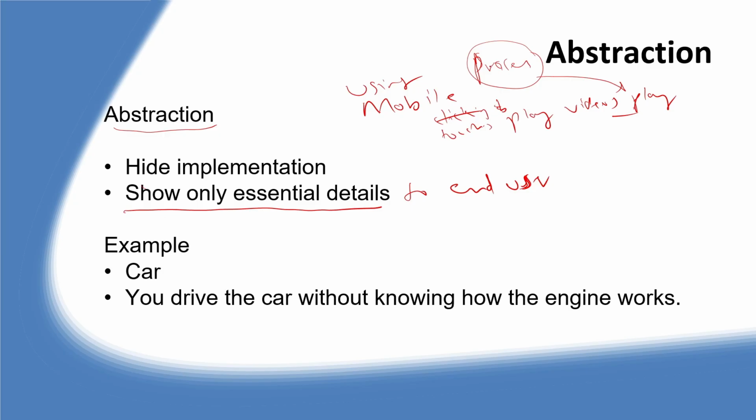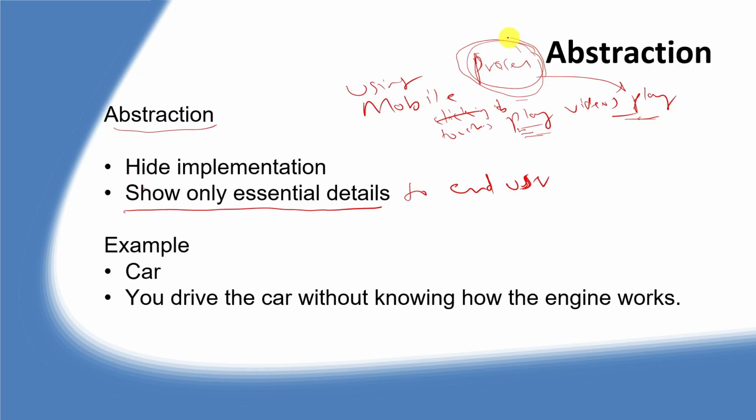So in the background, some process is going on which you are not aware of. You are just touching the play button and the video is getting played. That background process is hidden from you. The mobile company is showing only the essential details to you. For you, what is important? The play button. You touch the play button and the video will play. That's it. Only this is required for you.